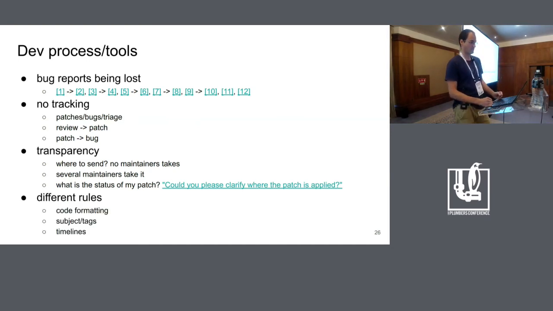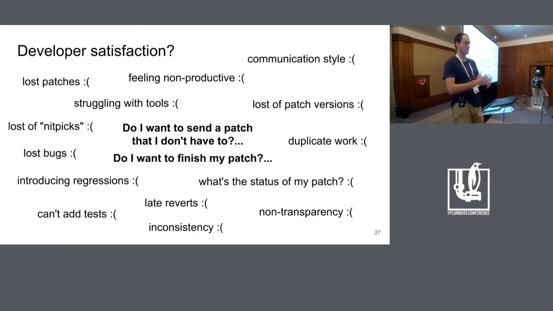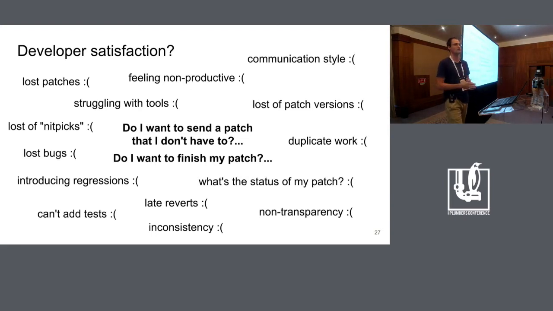And we also have different rules for different subsystems. Because of this, developer satisfaction may suffer. It's hard to quantify objectively, but consider when your work is lost, or when you duplicate work with somebody else, or when you have to redo your work, or when you feel completely lost because you don't understand what happens and whose action is next on the patch. When you have to struggle with the tools, when you get late reverts of your commit, when you have inconsistencies, when you're effectively forced to break things and don't have a means to ensure that your functionality will not break next week. It affects satisfaction. People may ask themselves whether they want to send another patch which they strictly don't have to send. And lots of those can be directly attributed to the kernel process and the tooling.